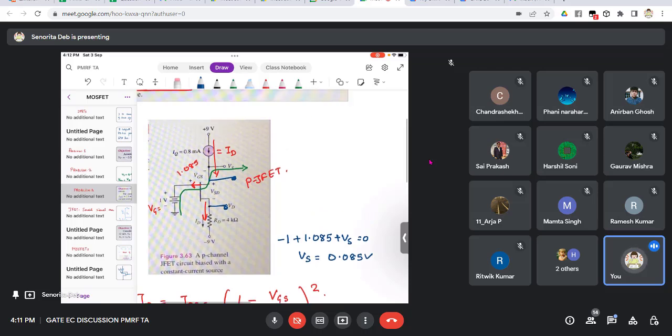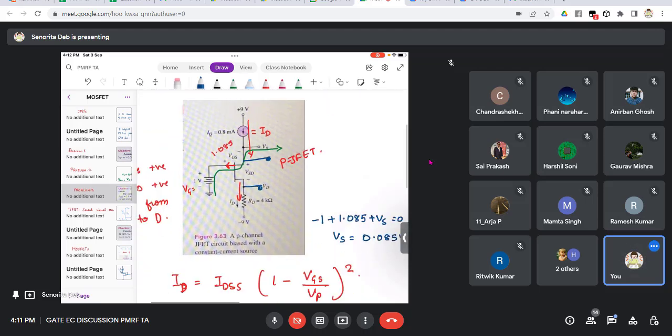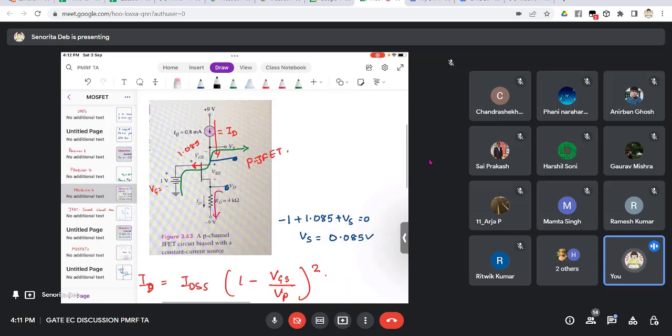How? I will put a KVL to this loop. Because I know ID. I know the ID value, that is fixed, that is 0.8. So what will I do? Minus Vd plus IDRD, minus 9 is 0.